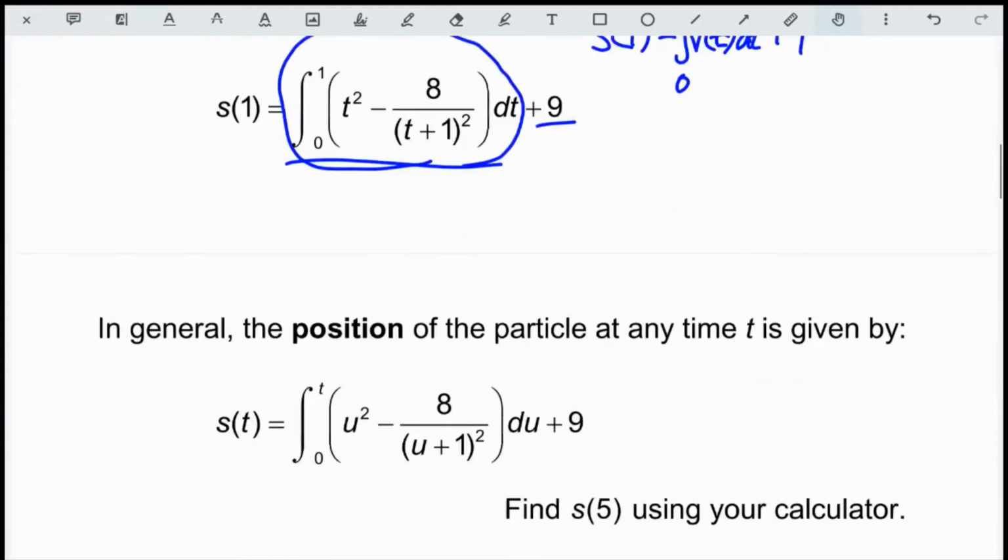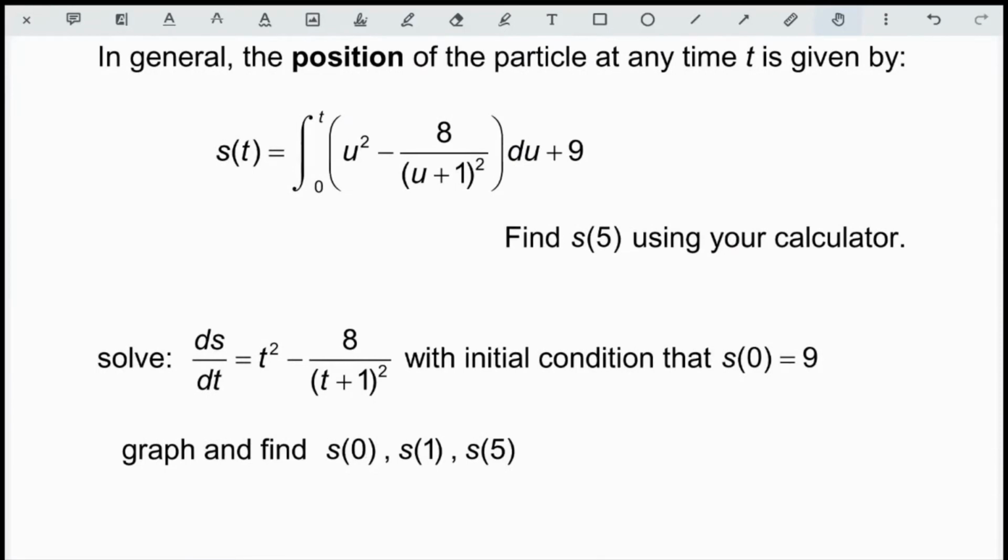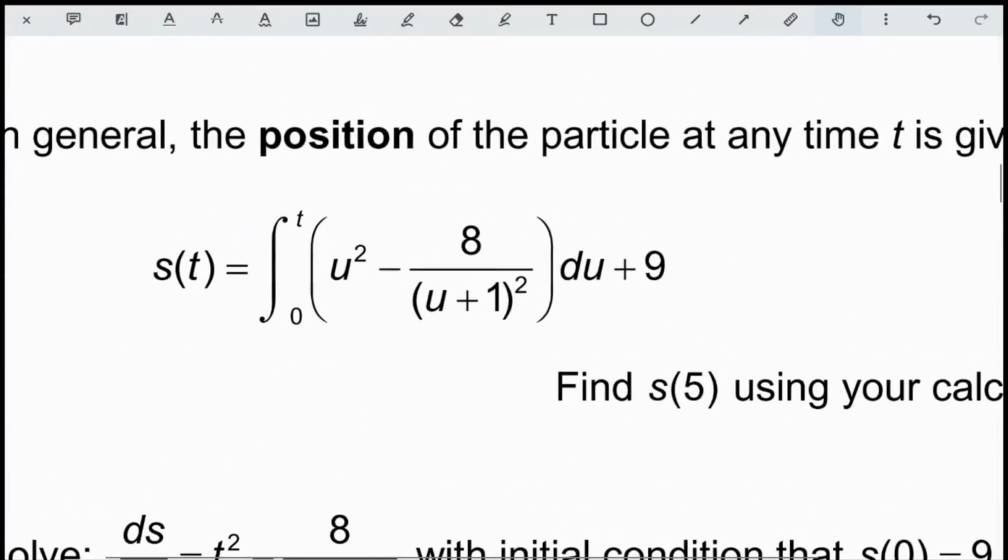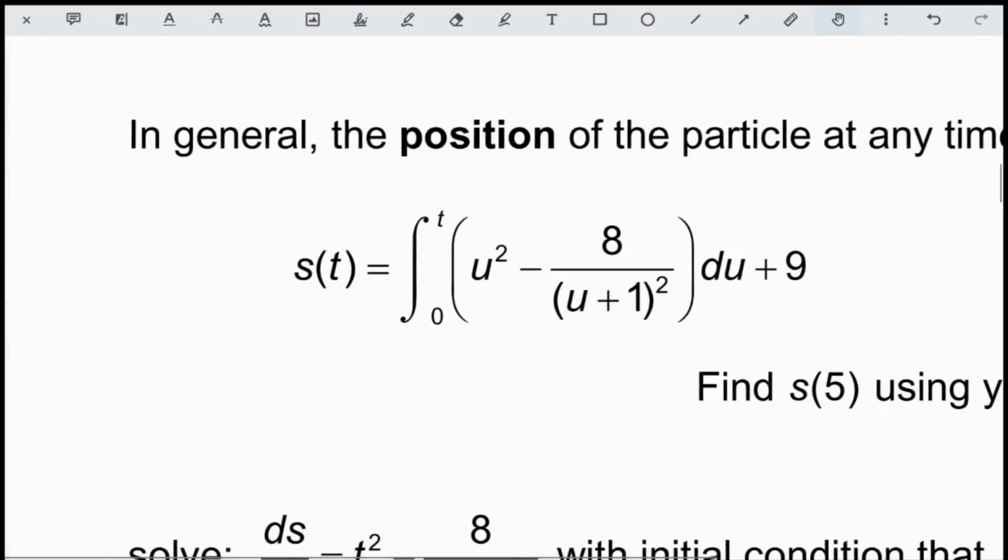All right, so let's take a look at this same problem in a slightly different way. Now, let's say we want to ask, what's the position at any point in time? Well, this is the exact same setup I had a minute ago, except now notice it's going from 0 to t for the limits of integration. Whatever I plug in for the t gives me the displacement from time 0 to that point in time. And then we're adding the 9 here, which is obviously our initial position.